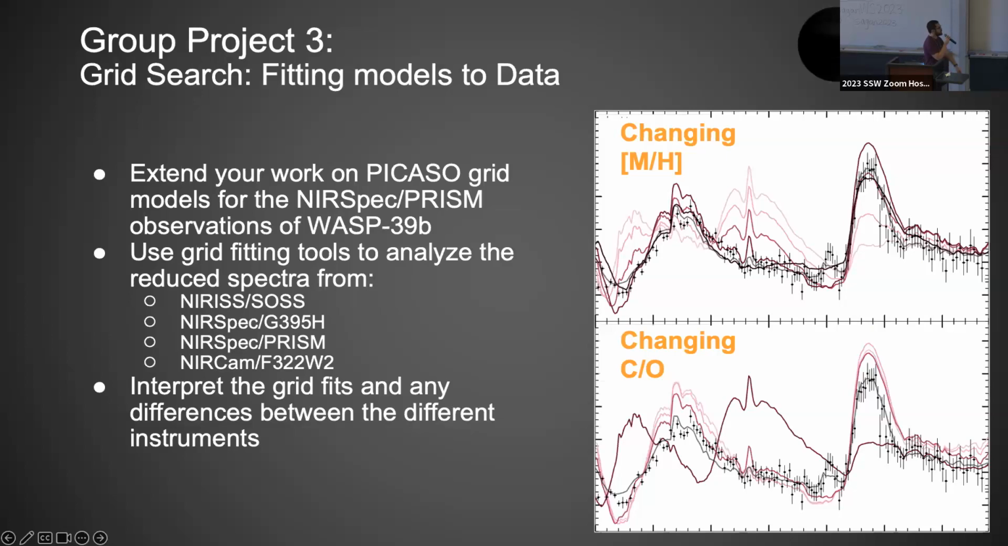Group project number three is going further with your work on PICASO. Similar to number one, instead of just looking at one near-infrared instrument, you'll try multiple near-infrared instruments, looking at them with a grid fitting tool and see, does one instrument prefer one C to O ratio while another prefers another, and try to understand what this ensemble of observations is telling you about this planet.